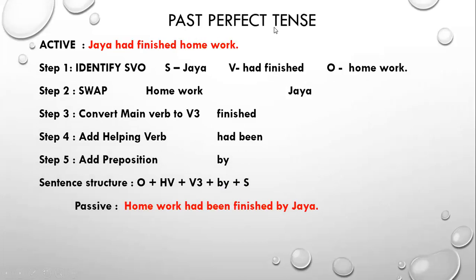Now see the past perfect tense. Example is Jaya had finished homework. Jaya is the subject, had finished is the verb, homework is the object. Now homework will come in the beginning, Jaya will go to the end. The main verb is finished, it is already V3. And the helping verb in case of past perfect tense is had been. Had will become had been. Step 5, add by, and this is the sentence structure. Now see the object: homework, had been, third form finished, preposition by, and subject is Jaya.